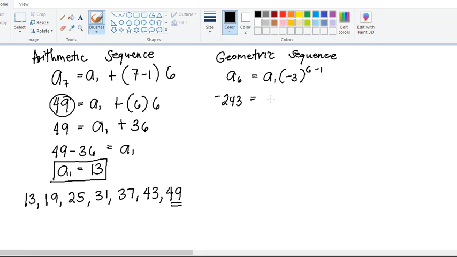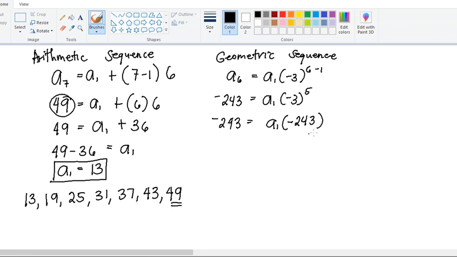So substitute lang natin siya. We have your a sub 1 times negative 3 raised to the power of 5. Now, perform lang natin yung may exponent. So, we have your negative 243 equals a sub 1 times negative 3 raised to 5. This is a negative number raised by an odd number, so automatically, our answer will be negative. So, negative 3 raised to 5 is equal to negative 243.